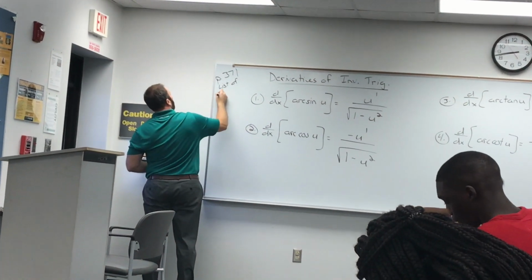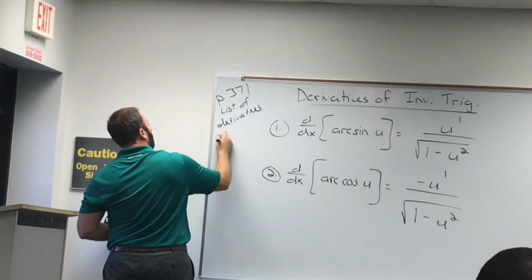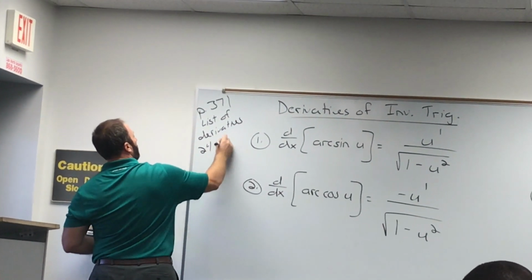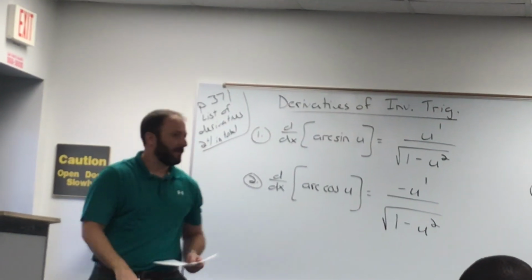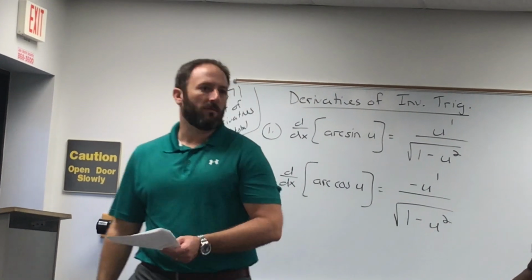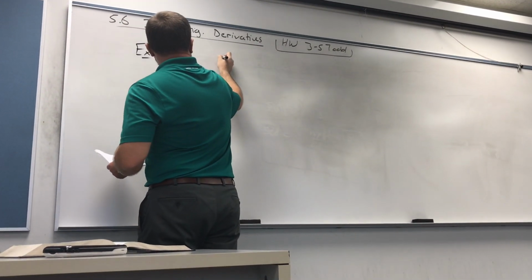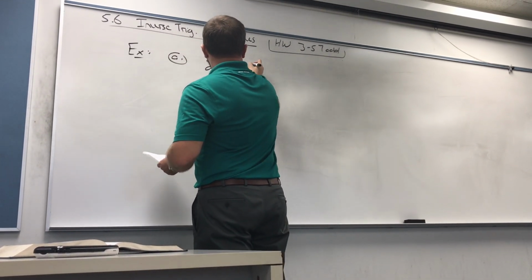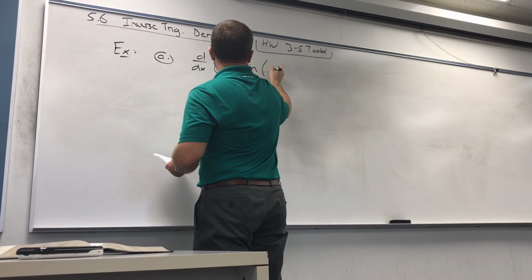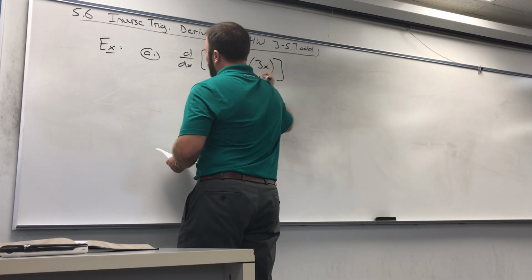Of derivatives. I believe there's 24 in total at this point. Everything from like the derivative of a constant, product rule, quotient rule, chain rule. So if you want to find the derivative with respect to x of arc sine of 3x.